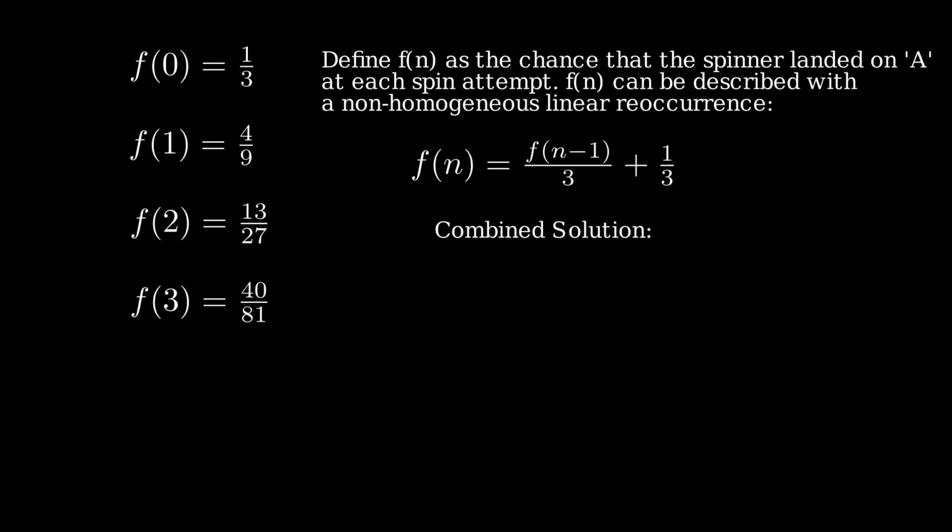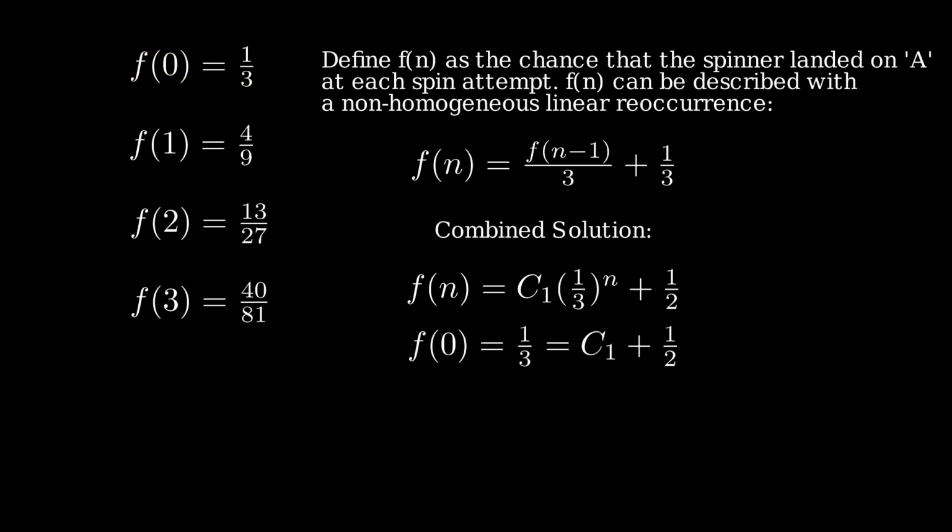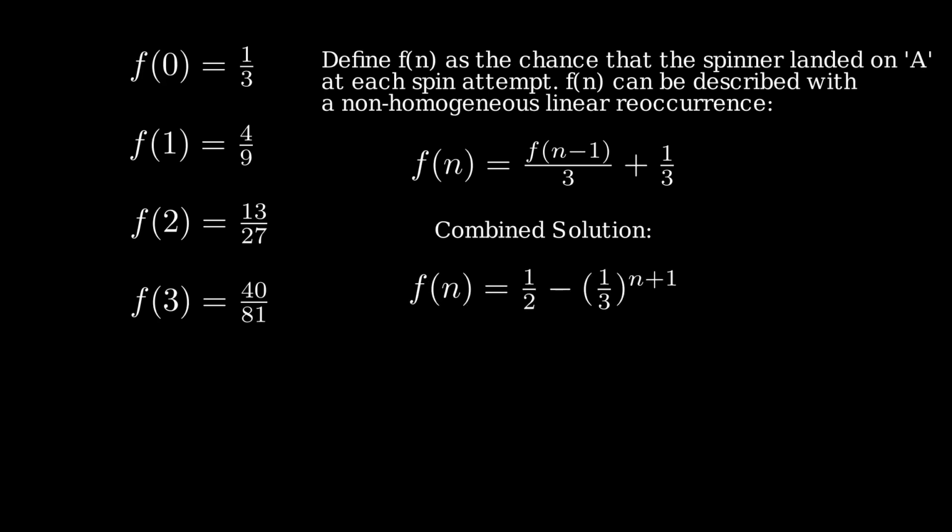Finally, we get the combined solution from the homogeneous and non-homogeneous results, and can use an initial condition to solve for c1. Any of the initial conditions work. Here I use f of 0 equals 1/3. The final combined solution is f of n equals 1/2 minus 1/3 raised to the n plus 1 power. Taking the limit of f of n yields 1/2. Thus, 1/3 plus 1/9 plus 1/27 and so on converges to a value of 1/2.